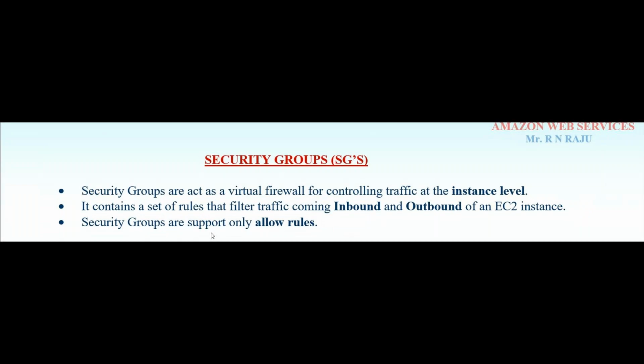And now, what is the security group? You know that. Security groups act as a virtual firewall for controlling traffic at the instance level. So if you want to protect your instance, you will use security groups. It contains a set of rules that filter traffic coming inbound and outbound of an EC2 instance. Security groups support only allow rules. I mean, if you create any new security group, it contains inbound rules and outbound rules. But you should write the rule only under inbound.